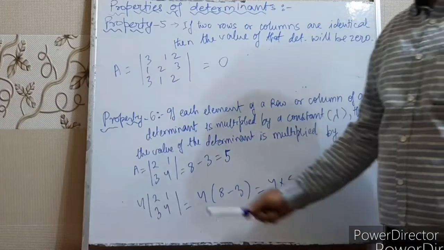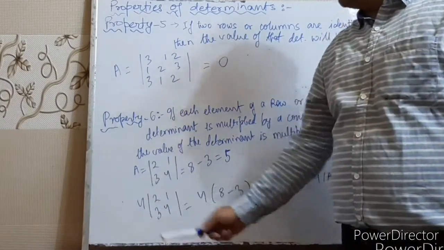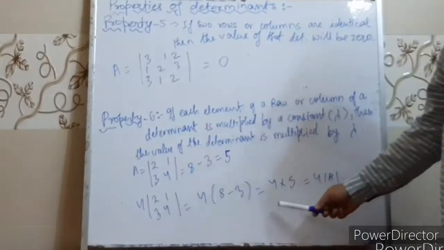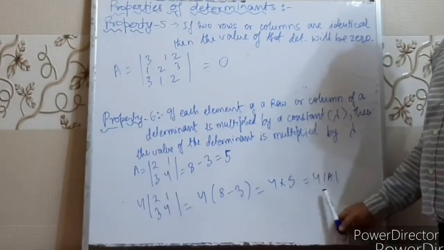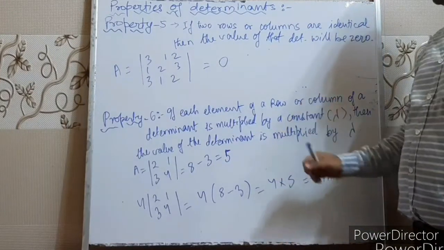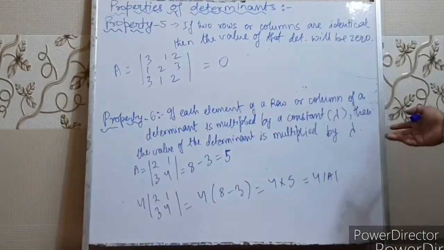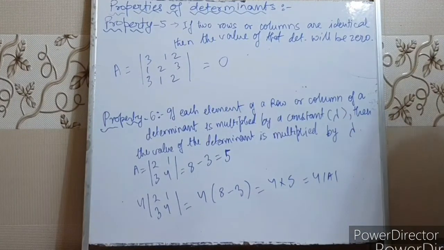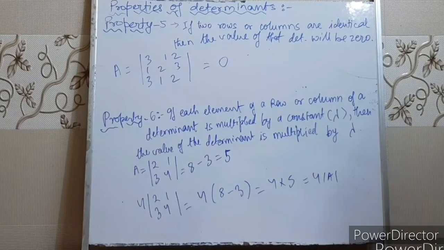Right, children? Now we multiply a row of this determinant by the value 4. When you multiply, what will we get? Again, we'll get 20. That means 4 times the value of the determinant. So you can see that by that property, the value of the determinant will also be multiplied by 4 if we multiply any constant in any row or any column. Right, children? Note down please.